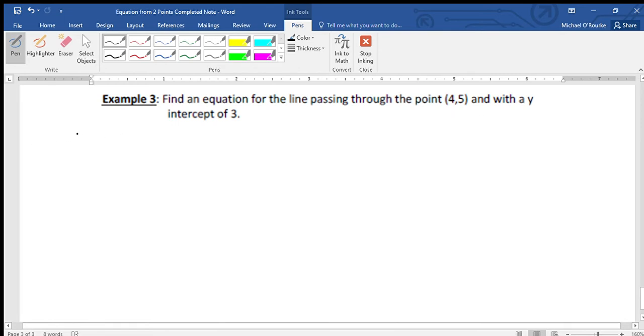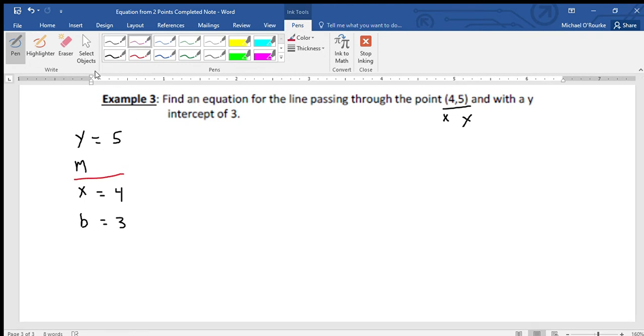So let's write down everything we know. y, m, x, b. So what do we know? Well, this is a point, so that's x and y. That means our x equals 4 and our y equals 5. And a y-intercept of 3. So that leaves this as our unknown.